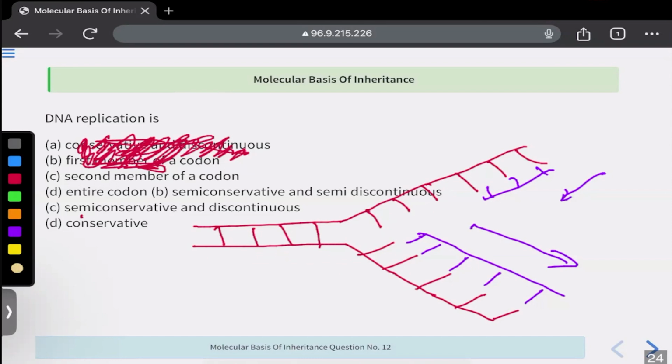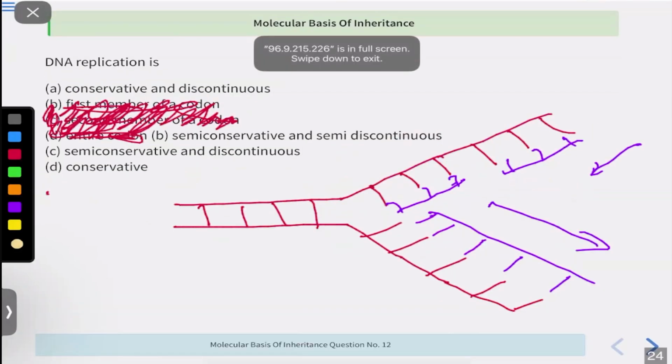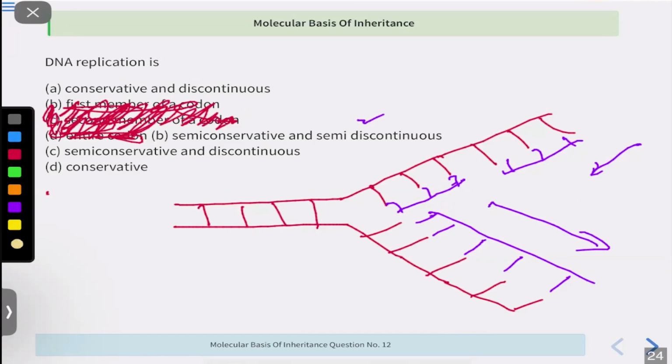So because the polymerase moves in one direction, at one end there will be discontinuous growth of DNA and at the other end, there will be continuous. So first, you will remove any option which says continuous. None of the options are saying continuous. Semi-discontinuous is also something we will consider. Now, semi-conservative or conservative.